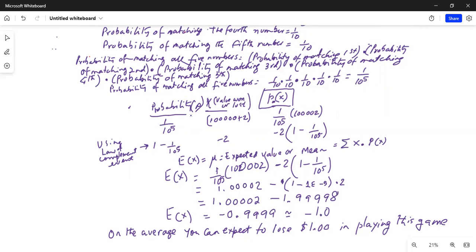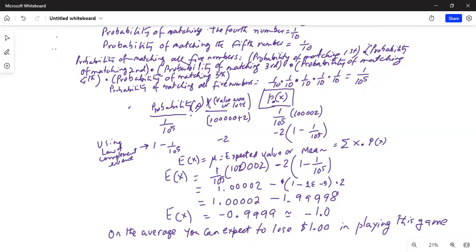Okay. And the probability of losing. What is the probability? If your probability of winning is 1 divided by 10 to the power of 5, then losing is the complement event. So the probability of the complement event is 1 minus the probability of that event. So it is 1 minus 1 over 10 to the power of 5. And how much are you losing? $2, because that's the money you paid to play the game. So the probability multiplied by the amount is minus 2 times 1 minus 1 over 10 to the power of 5.